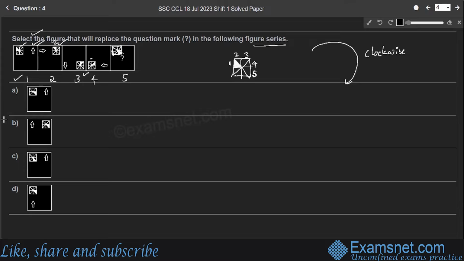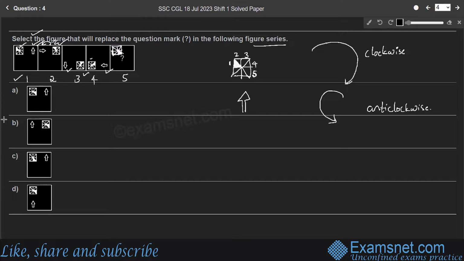And look at the arrow mark, right? In the first figure, the arrow mark is upwards. In the second figure, the position of the arrow mark is changed in the anti-clockwise direction. Also in the third figure, and also in the fourth figure. Therefore, the arrow mark is changing its position in anti-clockwise direction. And the direction of the arrow mark should also change, right?